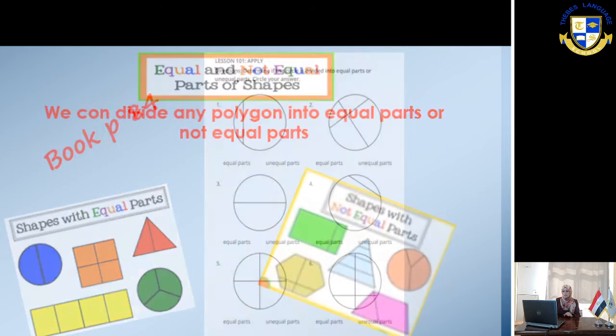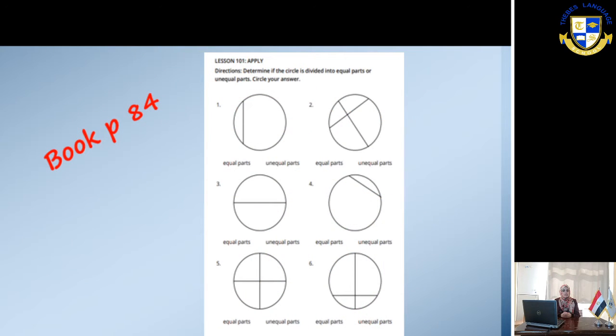Let's go for the next slide from your book, page 84. Directions: determine if the circle is divided into equal parts or unequal. You just have to mark equal or not equal. Start with number 1. There's a small piece and a big piece. Is this equal part or not equal part? That's right, unequal part. So mark unequal parts. Number 2. The pieces, can you see them equal or not equal? They are unequal parts. That's right, mark unequal parts.